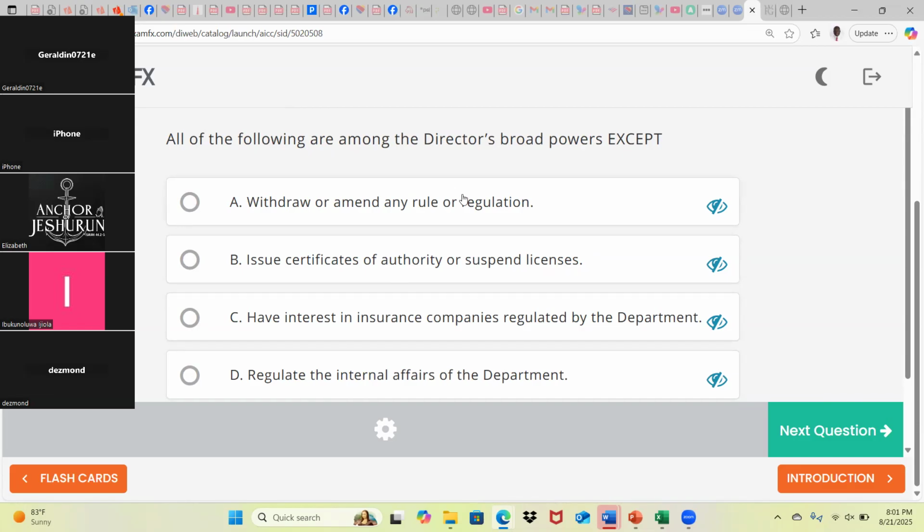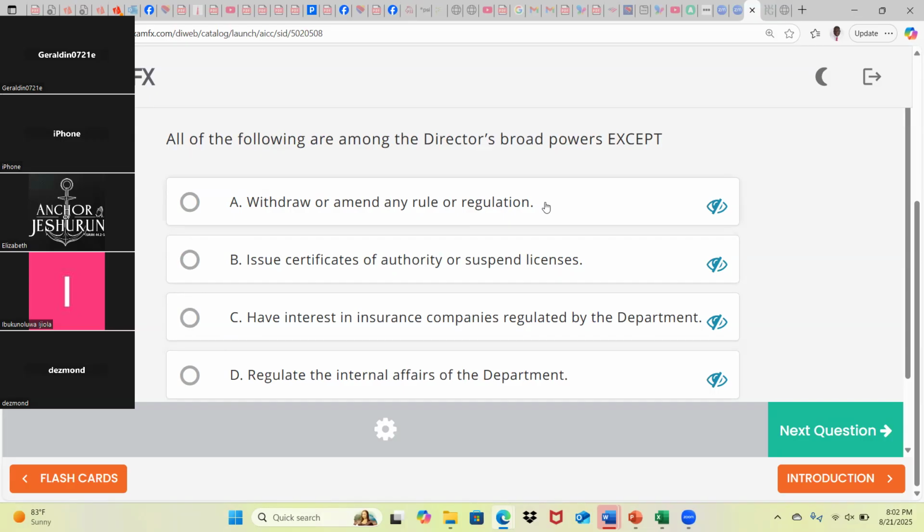Let's look at them one by one from D. Let's start from the bottom to see if those fall within the broad powers of the director of insurance. Regulate internal affairs of the department, certainly. Okay, let's go to B. B says issue certificates of authority or suspend licenses. Yes. So we've eliminated B and D. So the options are either going to be A and C. C says have interest in insurance companies regulated by the department. A says withdraw or amend any rule or regulation.